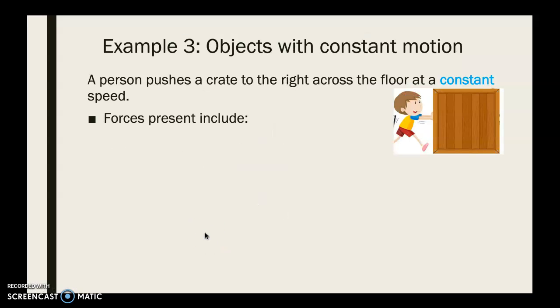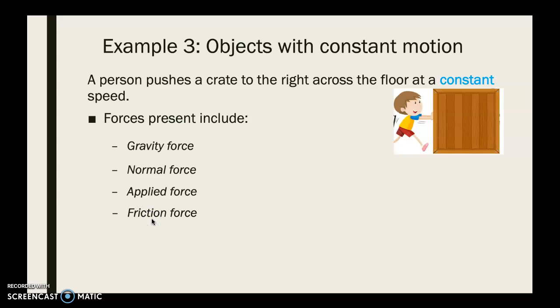Now let's talk about objects with constant motion. If a person is pushing a crate across the floor at a constant speed, the forces will include gravity force. Weight is always present. No matter what, weight will always be in every single free body diagram. Since the crate is on the floor, I would have a normal force. There would be an applied force because it's being pushed, and there would be friction because it's sliding across the floor. So I have my weight and my normal force. They're identical because the box is not falling through the floor, so they have to be balanced.